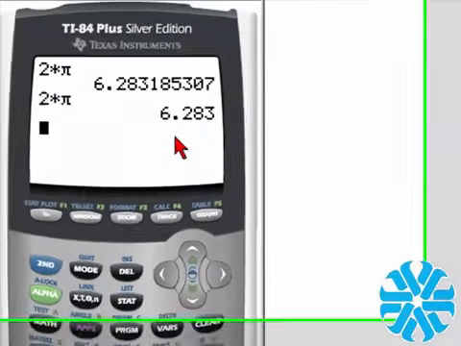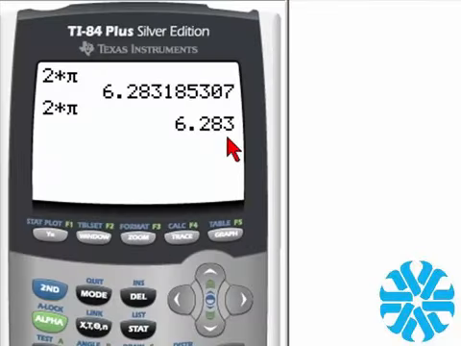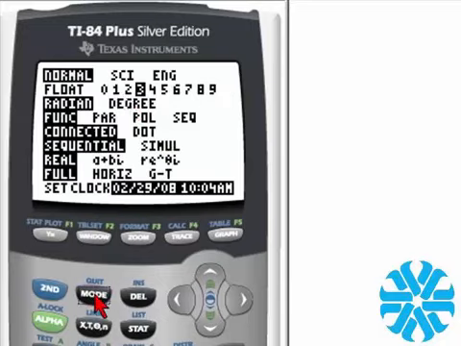And you can see now that our answer is displayed to only 3 decimal places. And you can change this all the way up from 0 decimal places to 9 decimal places. So now let's go back to the mode screen and take a look one more time. If we did not want our answer to any decimal places, we would go ahead and put it on 0. So let's take a look at what that would do.